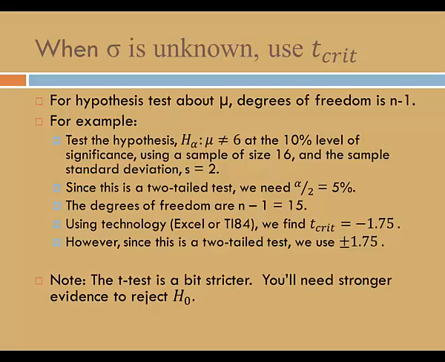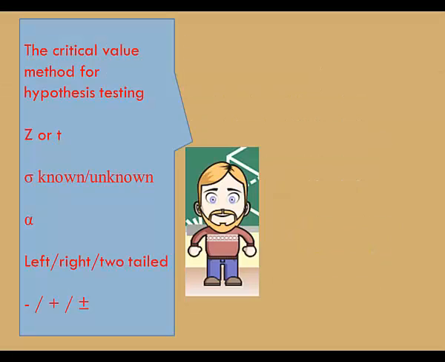Note that this test is a bit stricter than the z-test. We'll need stronger evidence to reject H0. In this video, we discussed the critical value method for hypothesis testing. We looked at z-test and t-test for the mean. We use a z-test when sigma is known and a t-test when sigma is unknown. Another factor in determining critical values is alpha, the level of significance.